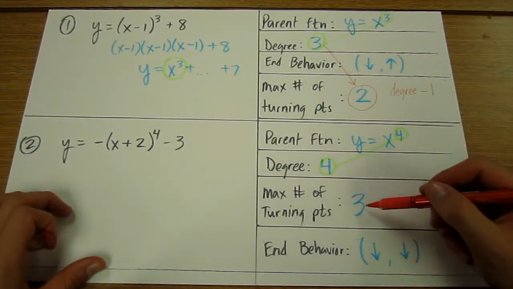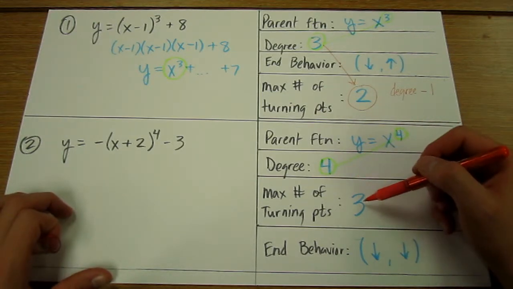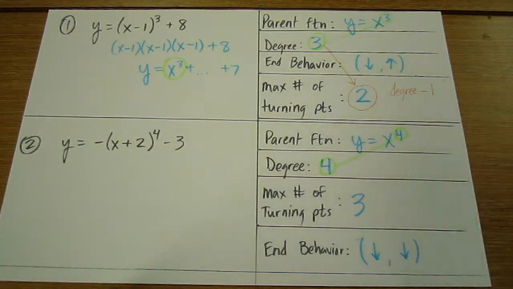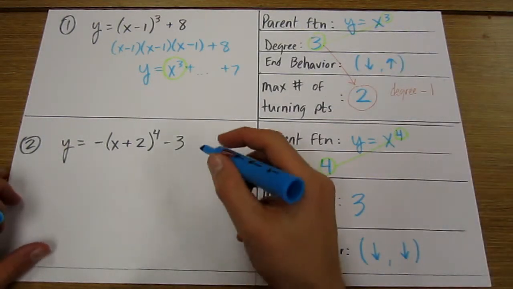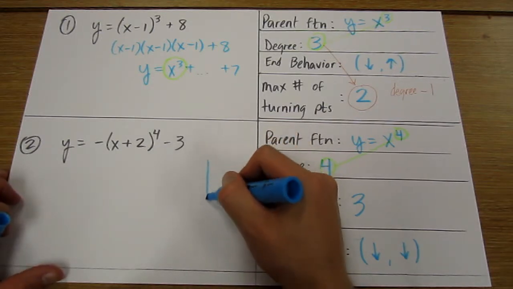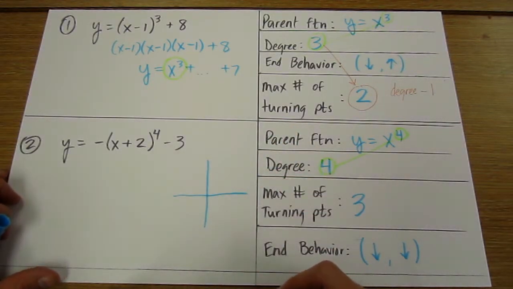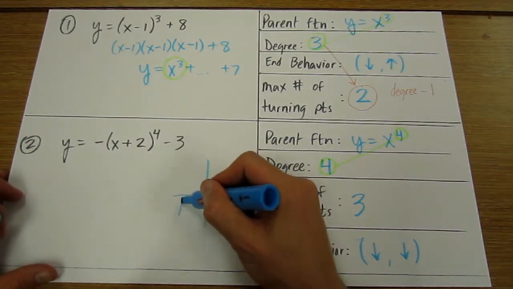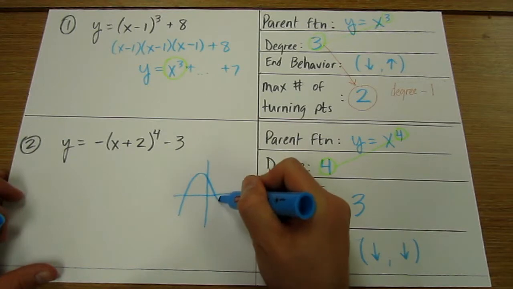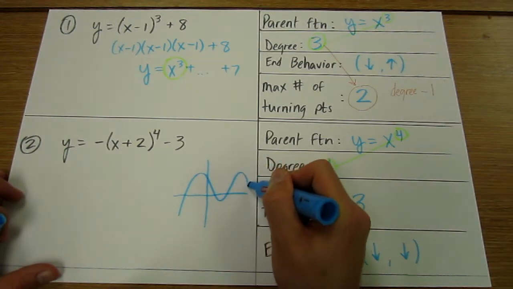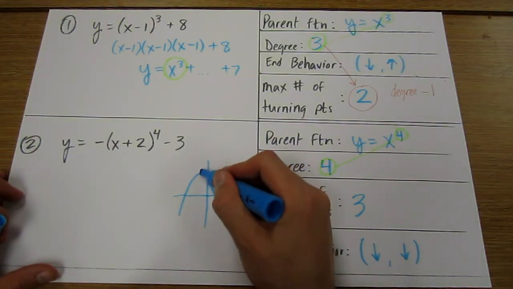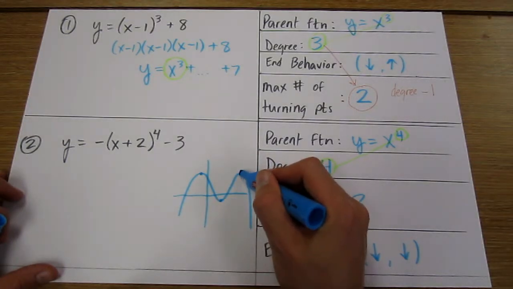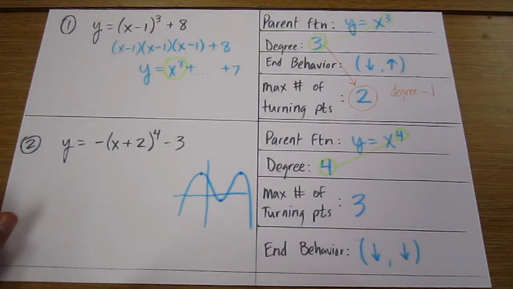Same thing down here. 4 minus 1 is 3. That is the maximum number of times that our graph is going to turn. And when I say turning point, what do I mean? Well, if we were to graph this, with an x and a y axis, we could turn 3 times. Our graph can go up, turn and go down, turn and go up, and turn and go down again. So we have a turning point here, here, and here. And that is the most number of times that we can turn.